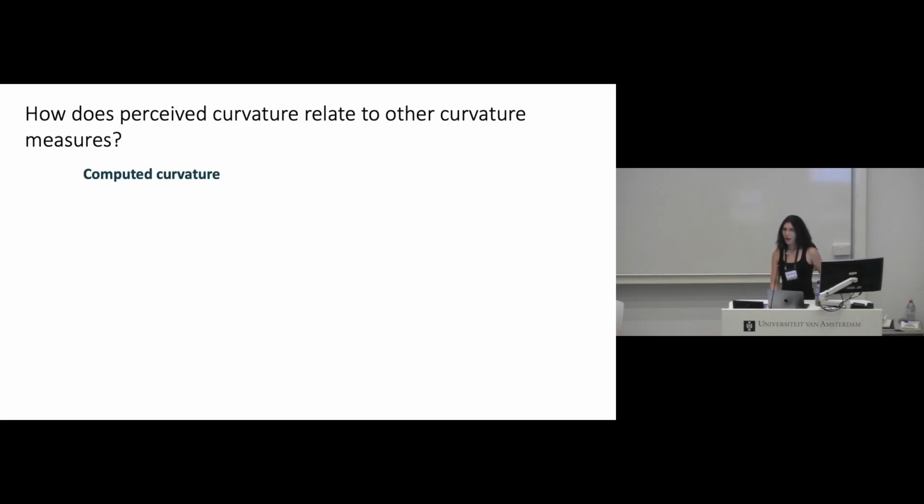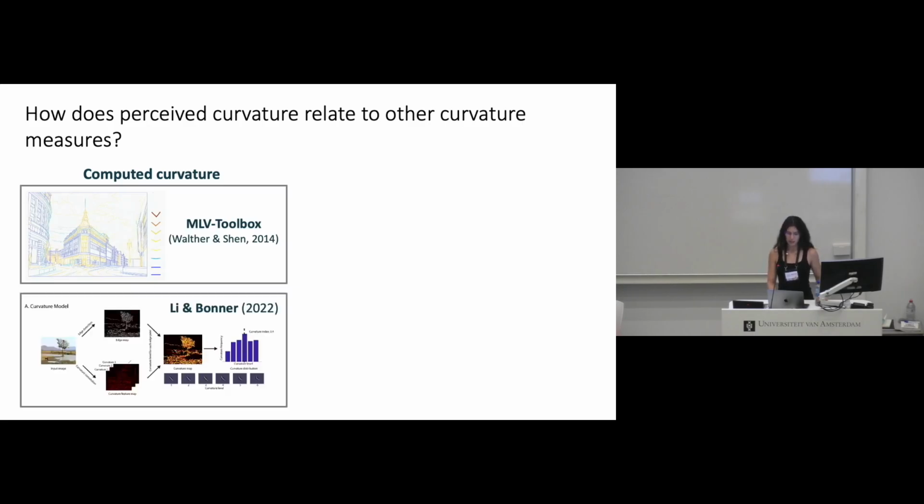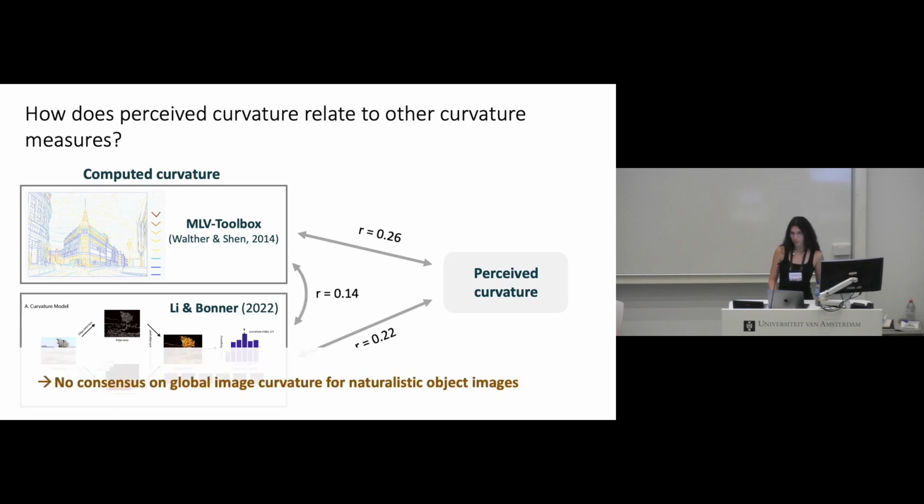Next, we wanted to compare how perceived curvature relates to other previously proposed curvature measures. We quantified 2 image-computed curvature measures using the MLV toolbox for extracting mid-level visual features and a model provided by Lee and Bonner in 2022. The computed curvature measures only weakly correlated with perceived curvature, but also weakly correlated with each other, which further emphasizes the lack of consensus regarding the global curvature of naturalistic object images.